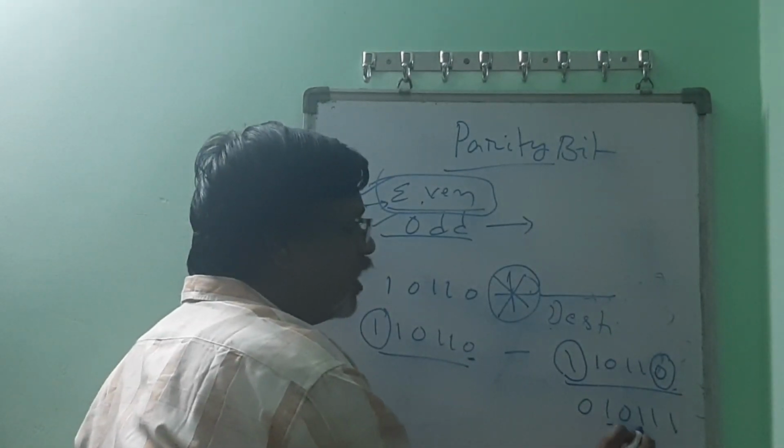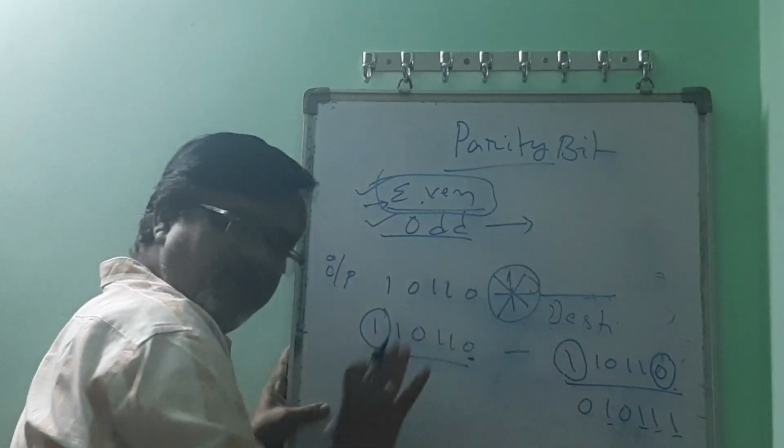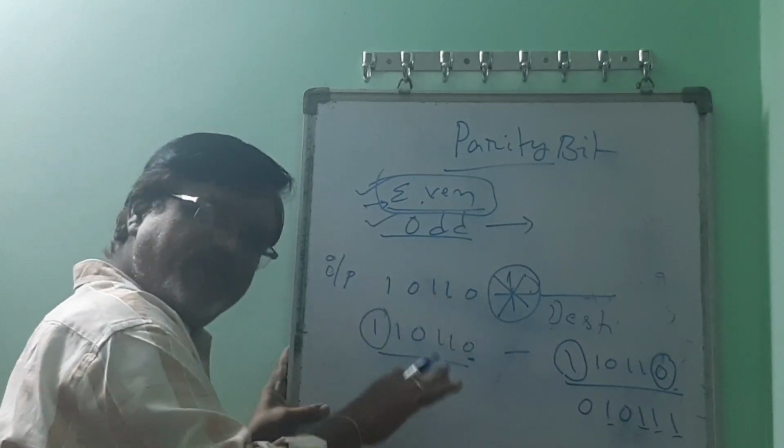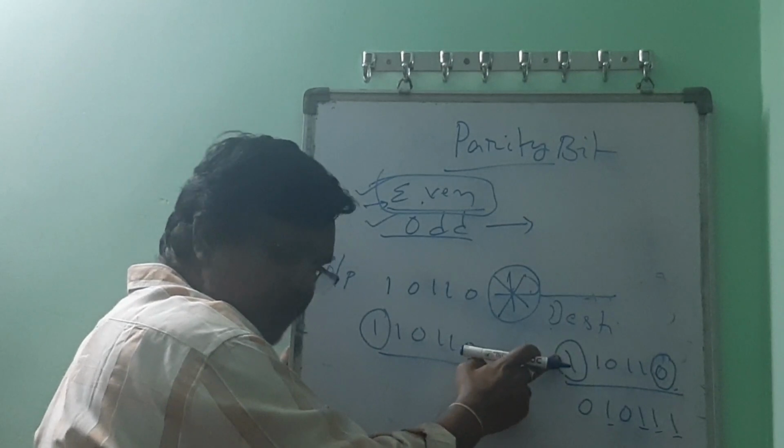So you just count the number of ones here, and an even number of ones are there. Because the even parity bit is being followed, the destination can assume that it is the right data. No, the right data is not this. This is the right data.